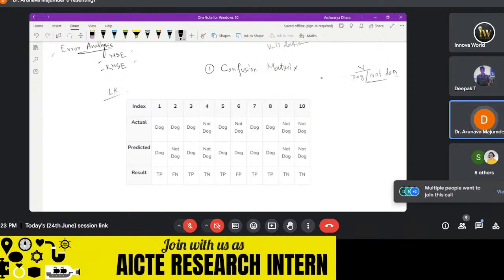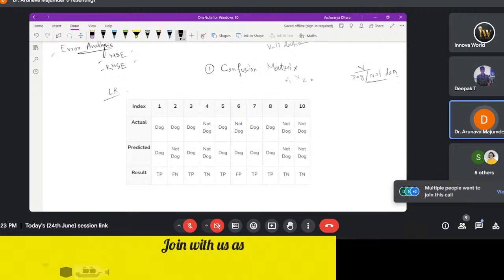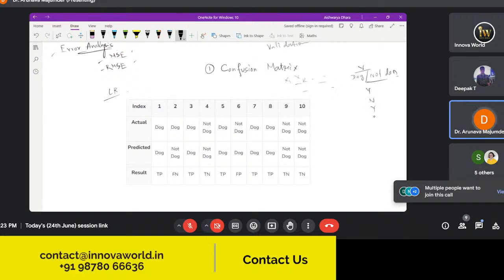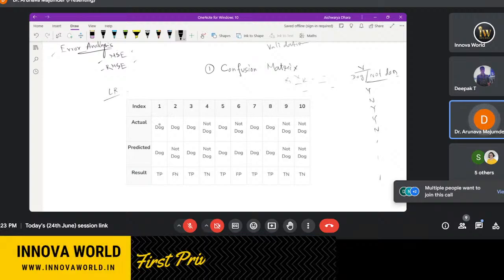This is the outcome variable. There are many input variables, x1, x2, x3. If it is a dog, we will write yes; if not a dog, no. So yes, yes, no, no, and so on. You can see the first one: the actual is dog, and the predicted is also dog. So actual and predicted are matched. If they are matched, we will say it is a true positive.